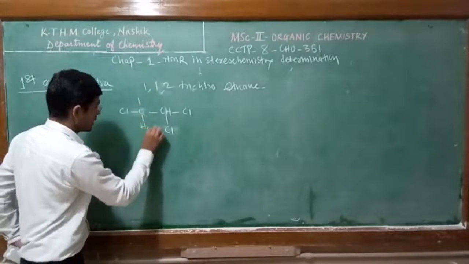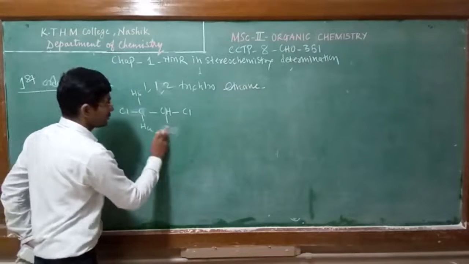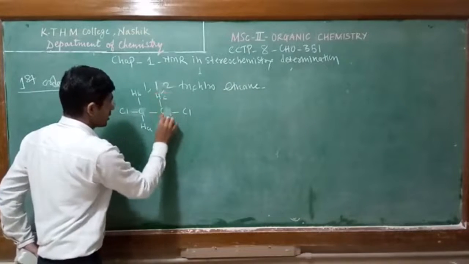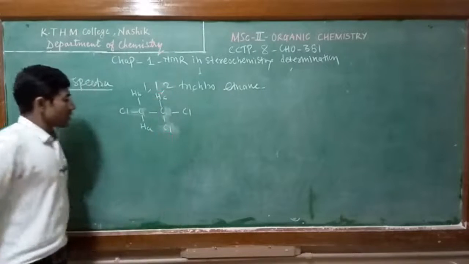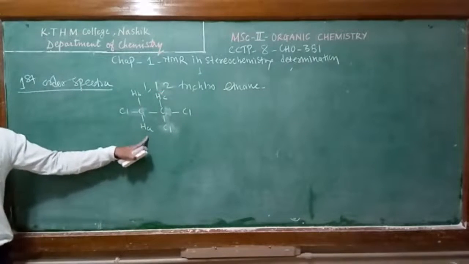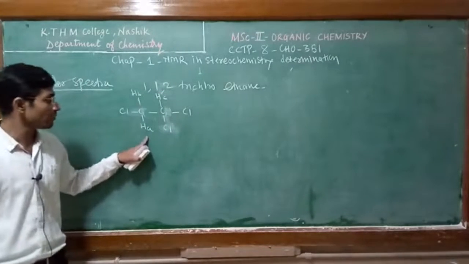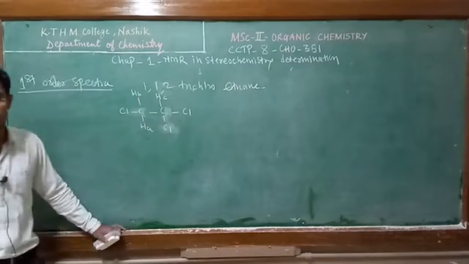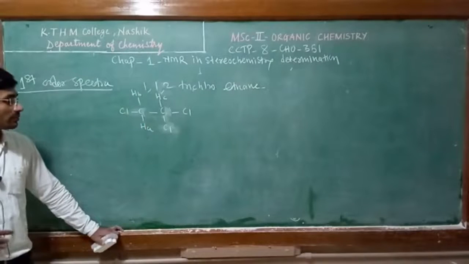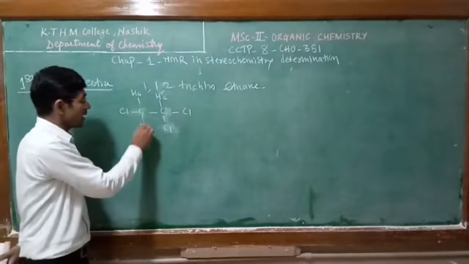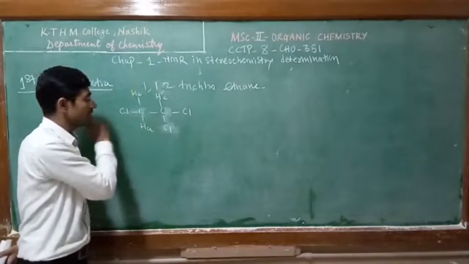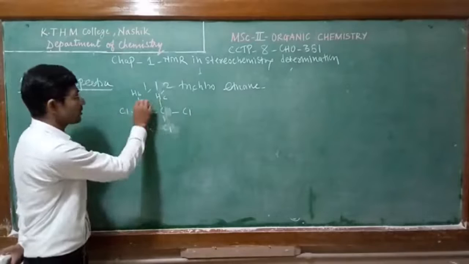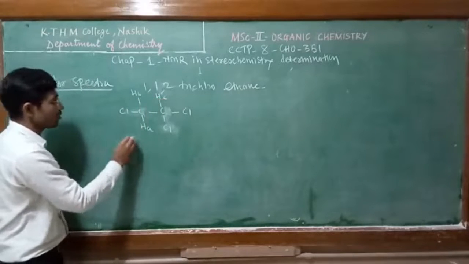suppose this is HA and this is HB. This is suppose the HC proton. So this HA and HB, these 2 protons, we can apply the n+1 rule here for analysis of the spectra of this compound. So this HA and HB are chemically and magnetically equivalent protons.